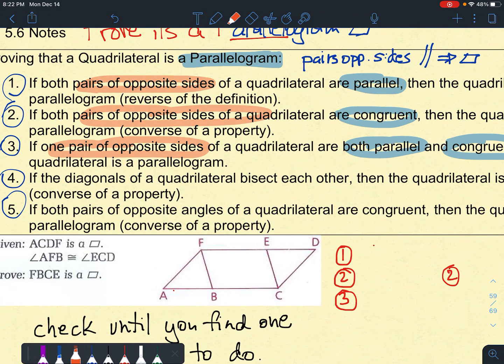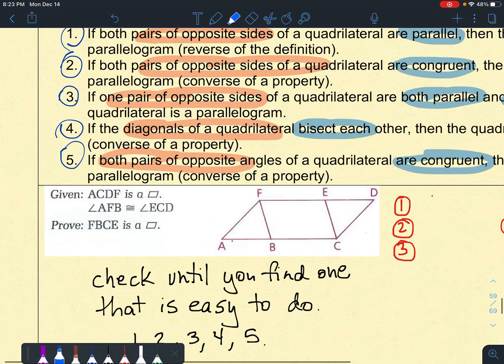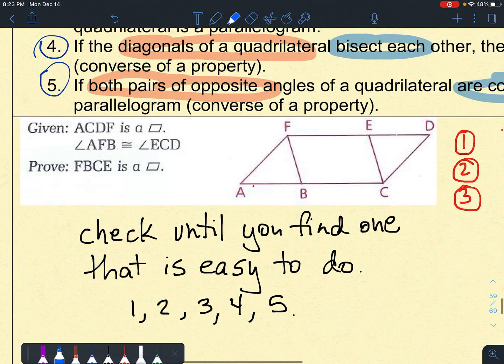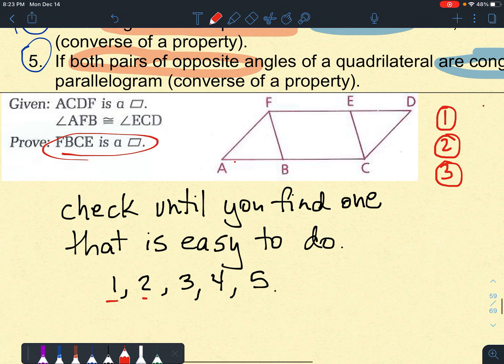If the diagonals of a quadrilateral bisect each other, then that would be sufficient. If both pairs of opposite angles are congruent, then that would be sufficient. So as we look at something like this, notice the directions in the proof say, show this is a parallelogram. So I have to pick one of these 5 strategies. Okay, what am I going to go for?